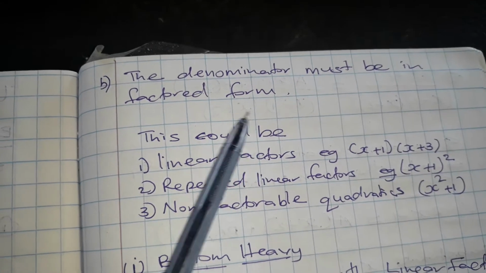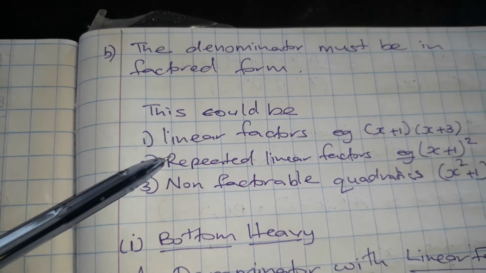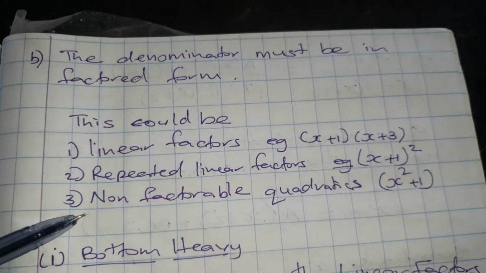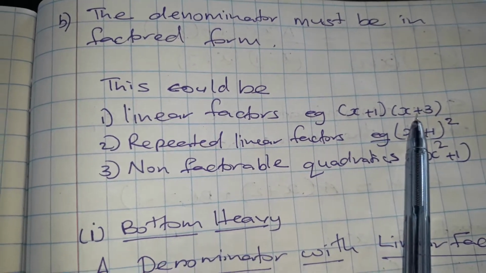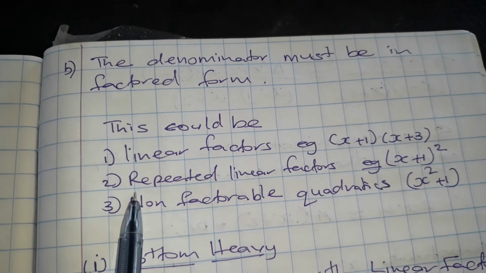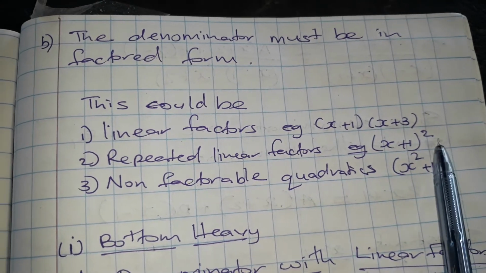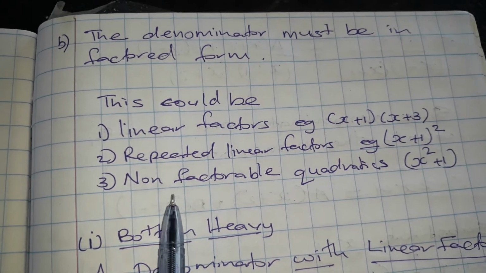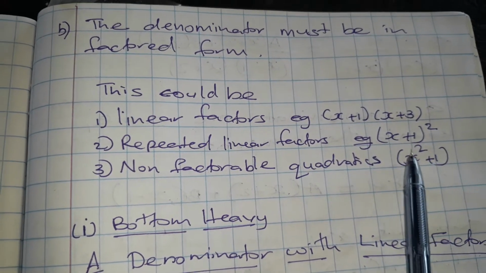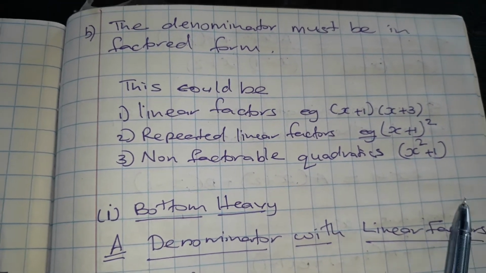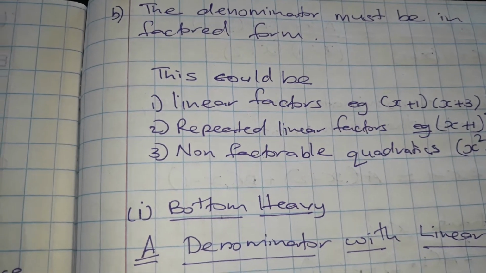The denominator must be in the factored form. There are three different cases that we will be looking at today. It's already in the factored form, with linear factors, or we have a repeated linear factor, anything that's repeated, or we have non-factorable quadratics. We cannot factorize this; we haven't learned, we can't be using difference of squares or anything. So it's non-factorable. We are going to look at all these three different cases.